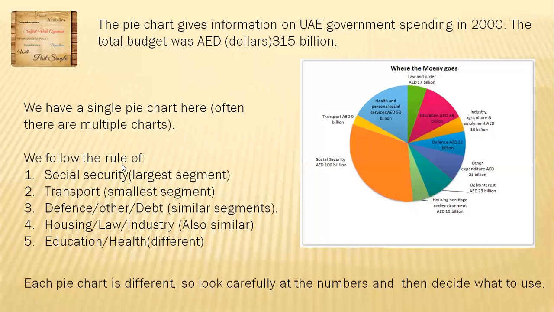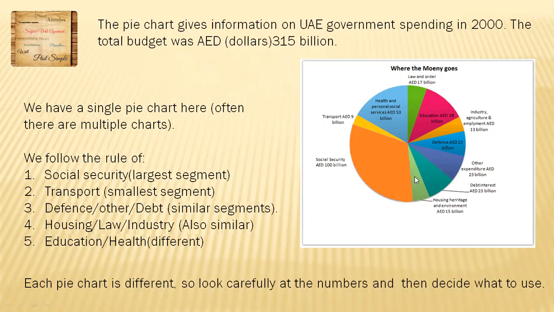So we follow the rule of largest, social security, smallest, transport, similar, defense, other, debt. Sorry, defense, other, and debt, those three there. Then we have similar, housing, law, industry. These are also similar, law, housing, industry. We'll come to the figures in a while. And education, health, different. The reason it's different is because this is on its own as the largest.